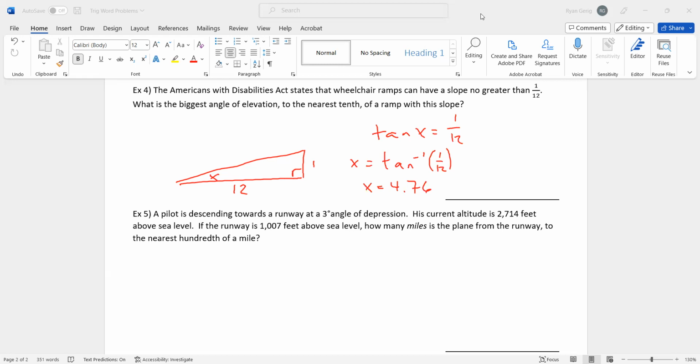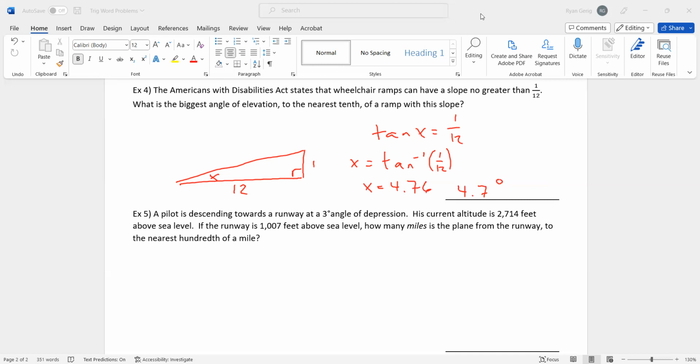However, if I round this up, it's actually going to be a little bit higher of a slope than what's allowed by the law. So I actually can't follow rounding rules here. I can't go up at all. I've got to go back to 4.7 to follow the law, basically. So 4.7 degrees is what that angle of elevation can be at maximum.